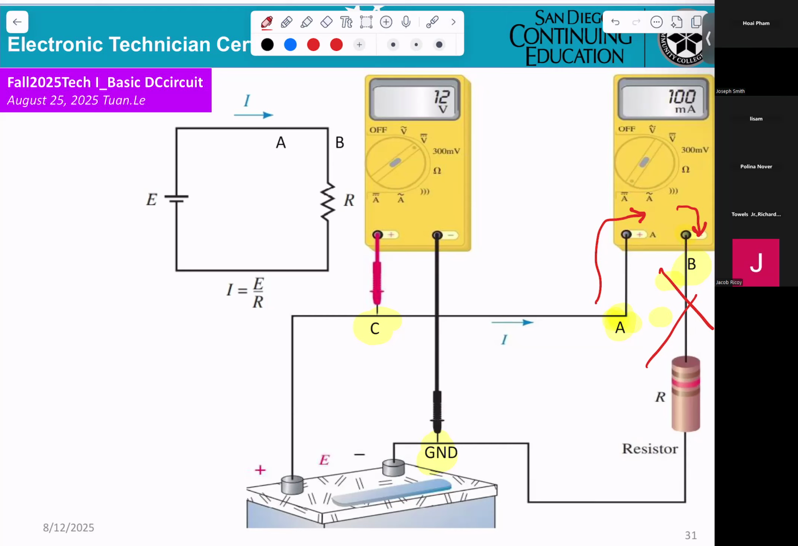Okay? And they measure the resistance. Apply the Ohm's law. I equals V divided by R. Okay?